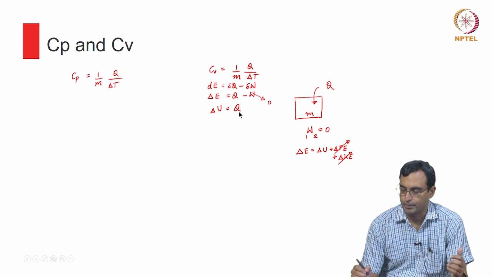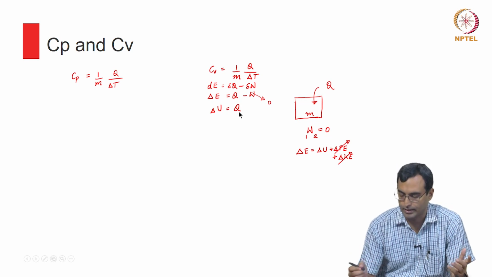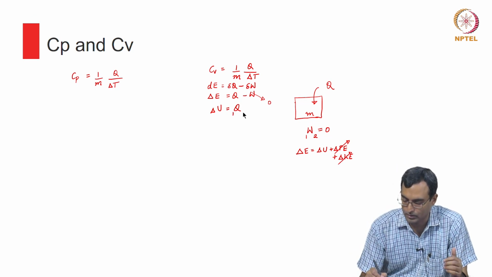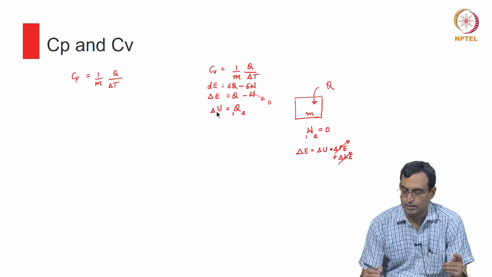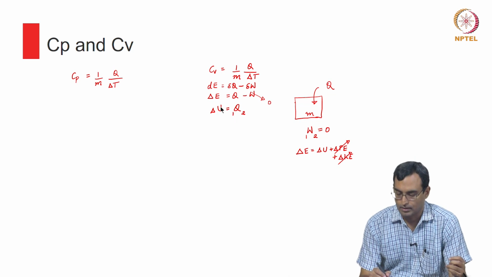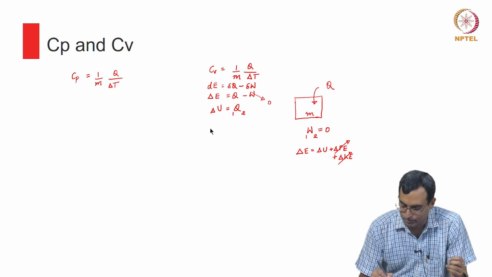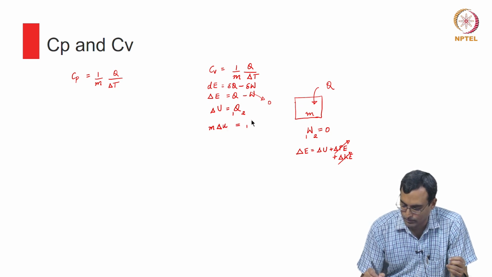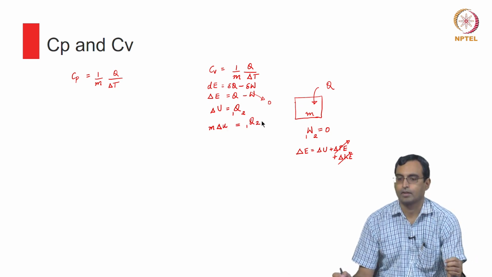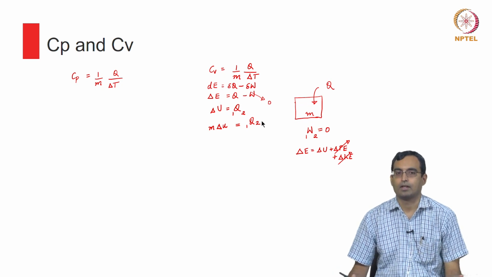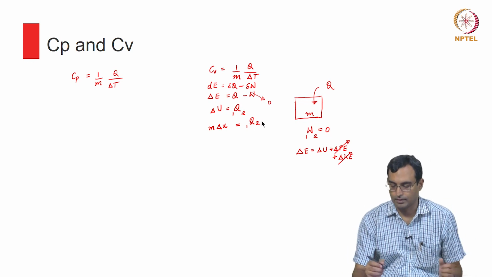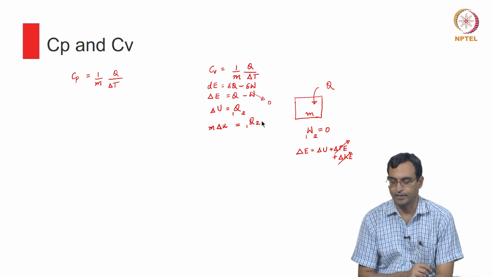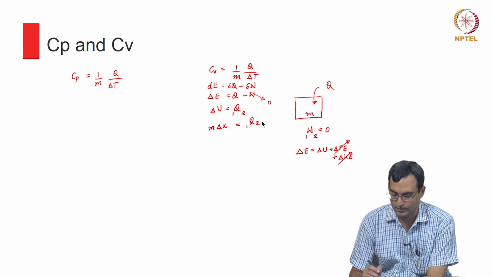or Q represents of course the heat transferred in going from state 1 to state 2. I can also write it like this. Now what I can also do is write this delta U as m into small u, because the total change in internal energy is mass into the change in the specific internal energy. So I can write it in this fashion.